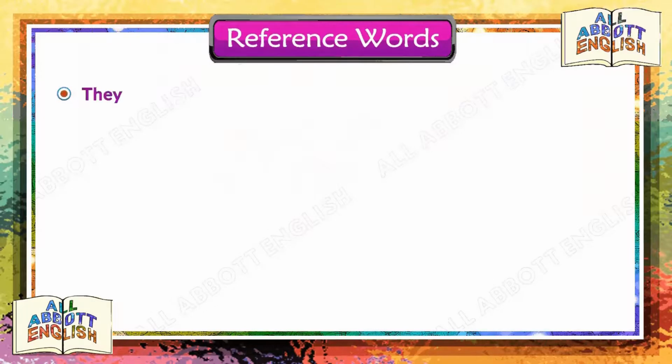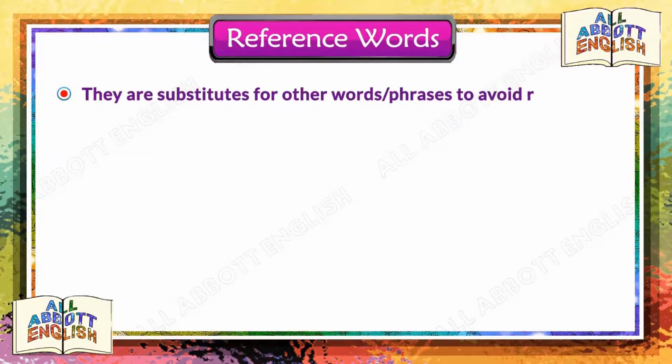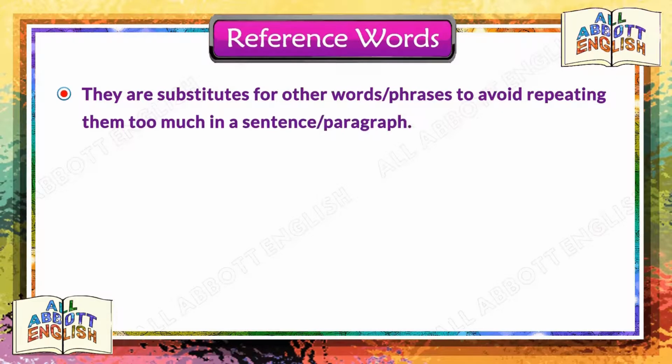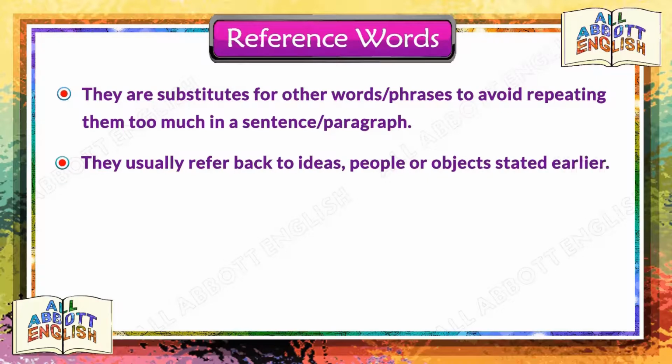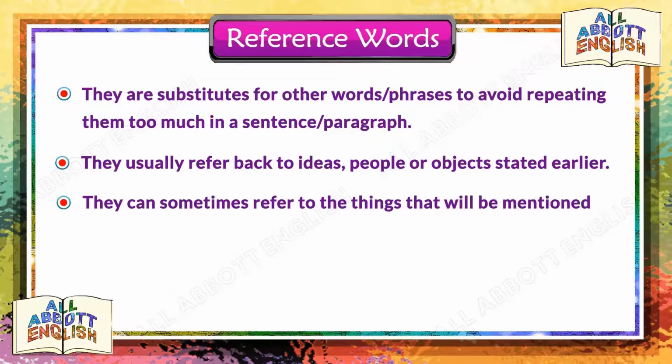Reference words are substitutes for other words or phrases, to avoid repeating them too much in a sentence or paragraph. They usually refer back to ideas, people, or objects stated earlier. However, they can sometimes refer forward to the things that will be mentioned later. They are used to show the connections between ideas.